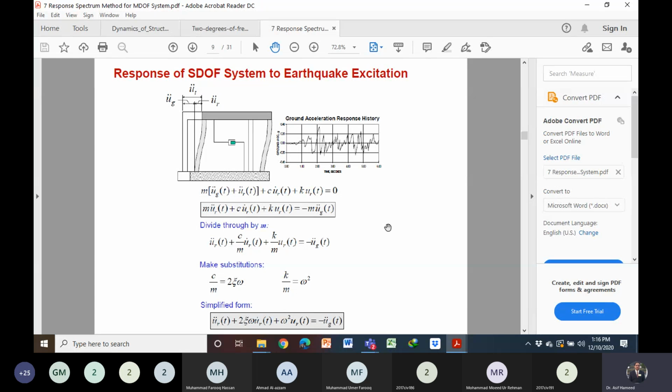Now I have one question for you. Is it possible that two systems having different mass or stiffness will have the same response because of a particular earthquake? No. Think and tell me, I have just told you. If the frequency value is the same, then the response can be the same. Okay, you are right. If k over m is the same, then time period will be the same. And if the time period is the same, then the response will be the same.